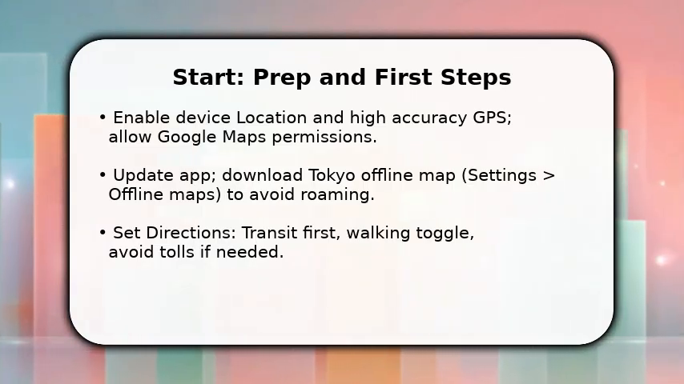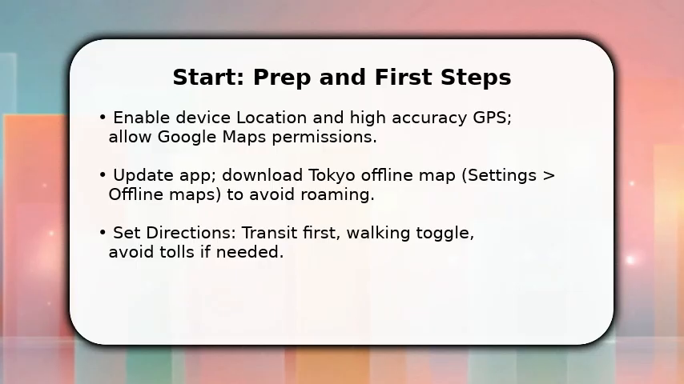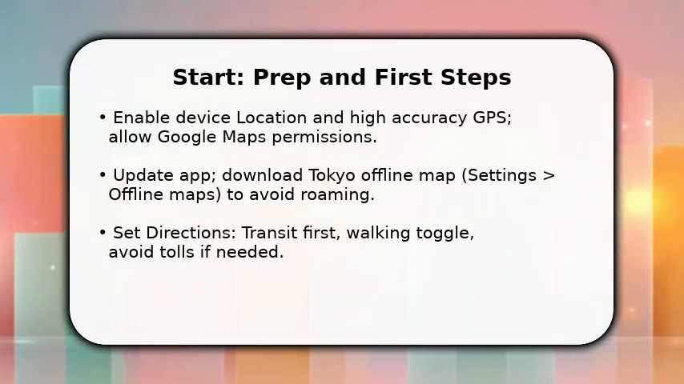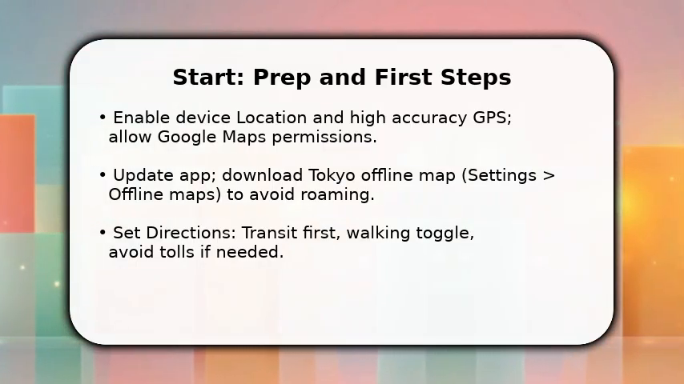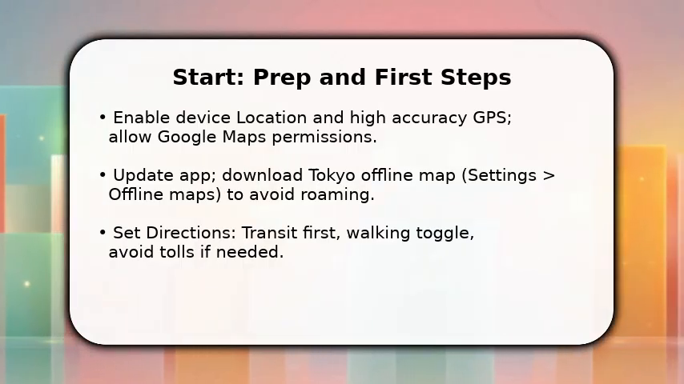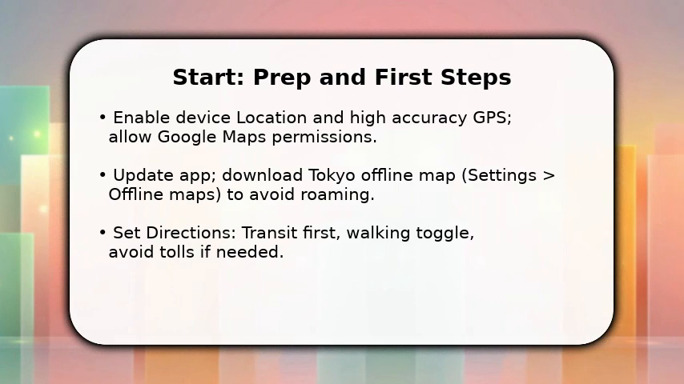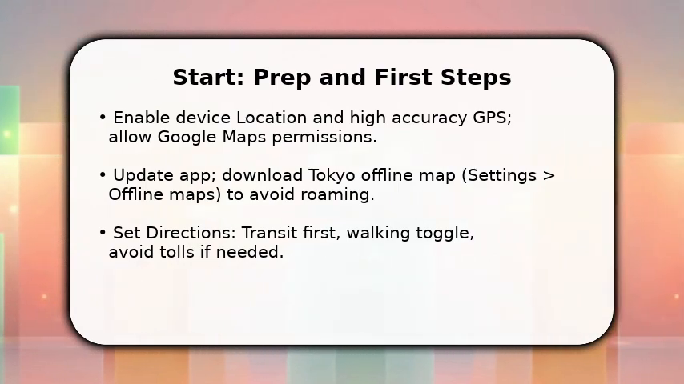Next, open Maps and set your route preferences. Choose transit for trains or walking if you're nearby. Toggle avoid tolls or ferries only if necessary. This gets you from zero to ready: accurate positioning, local map files, and default navigation behavior configured for Tokyo travel.